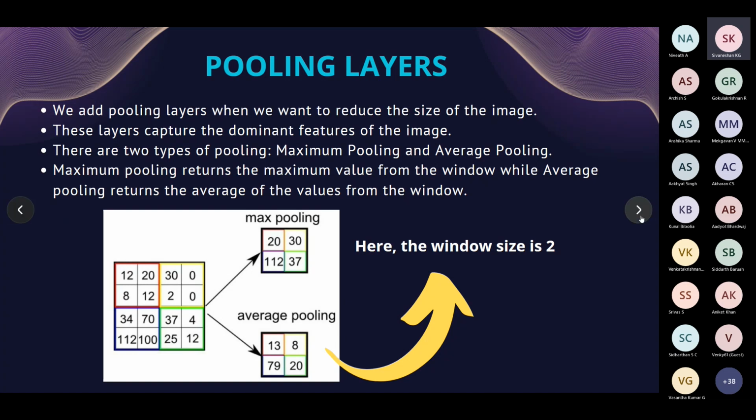There you can see an image where we are doing both max and average pooling. Here the window size is 2. When your window size is n, you take an n by n submatrix in your image. Yeah, so that's about pooling.